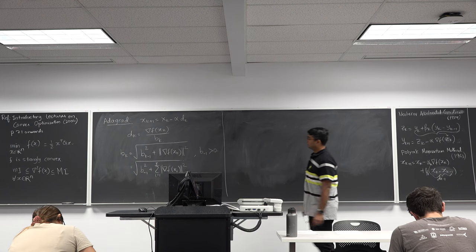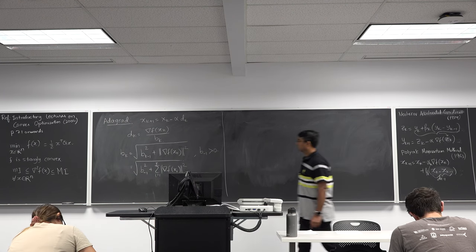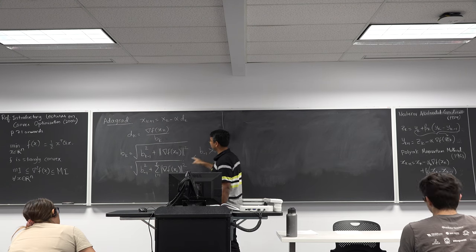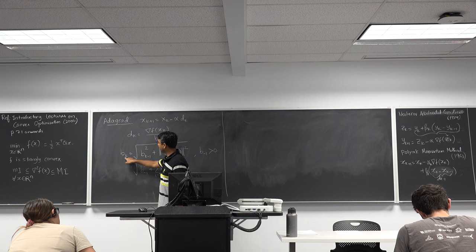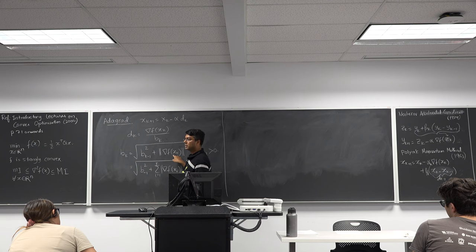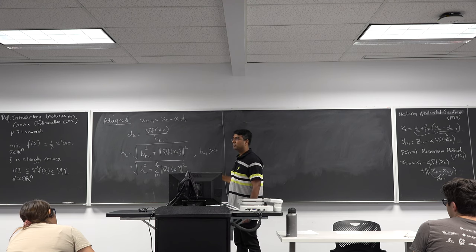Is that b subscript k minus 1 or b minus 1? B minus 1. So b minus 1 is, remember that when you compute b zero, then you need to have b minus 1 square plus gradient of f(x0) square. So this is just b minus 1. B minus 1 is like the initial value.